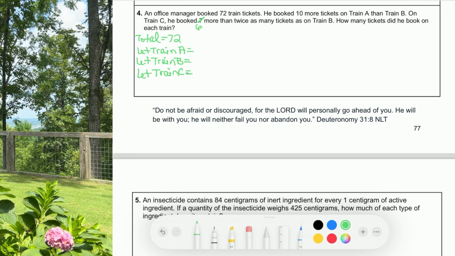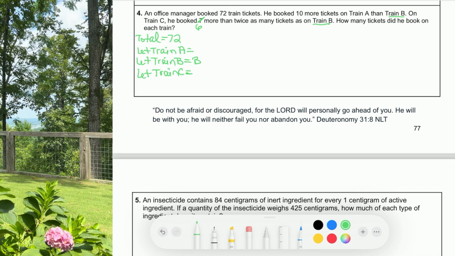Okay. All right, so let's see how we know what's what. I do notice that they mentioned train B twice. So everything is referencing back to train B. They use train B to describe the amounts of the others. So that means train B is our reference point, and I'm going to make it just the letter B.